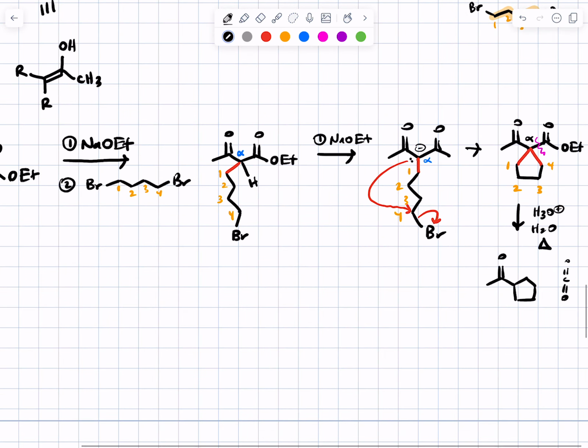If you want to go back along the way and draw the intermediates after ester hydrolysis, decarboxylation, and then tautomerization, you can. All right? That's probably going to take some practice. We've gone through it a couple times, seen it through in a couple different perspectives. Probably you should practice that.